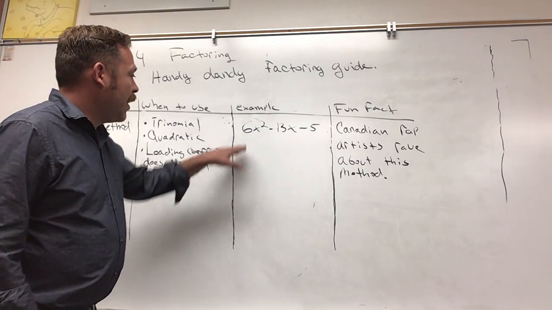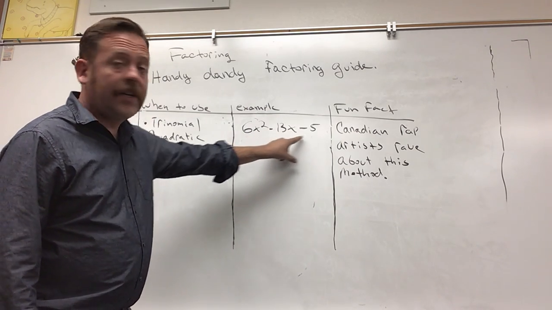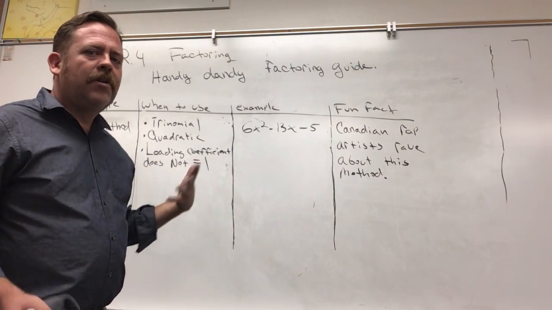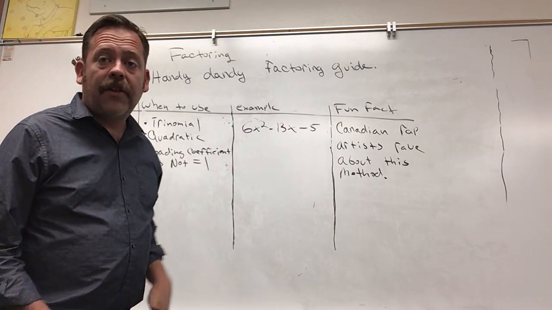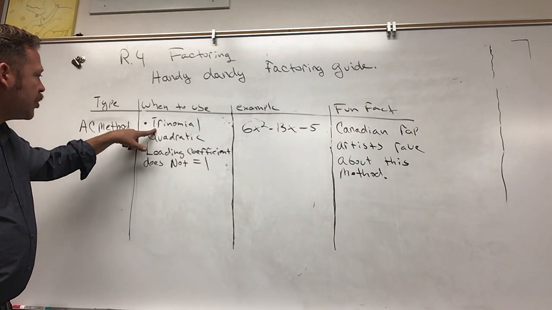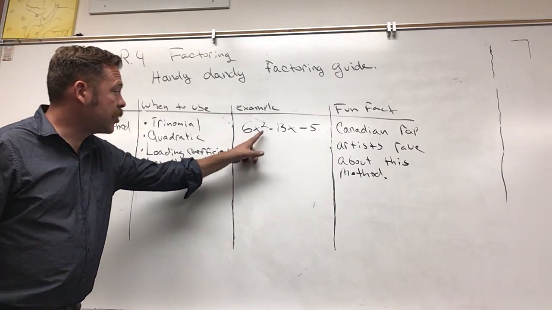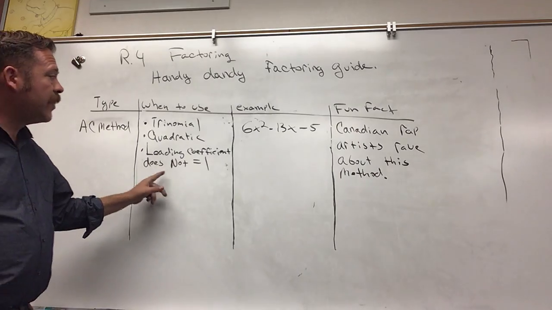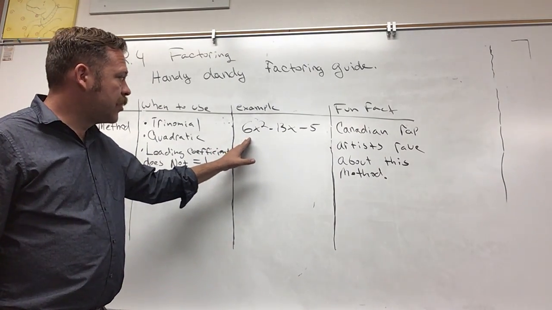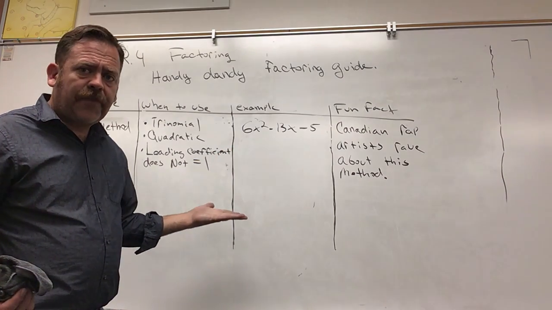So you have your A number and your C number, right? We have A is 6, B is negative 13, and C is negative 5. The reason it's called the AC method is because you start by multiplying A and C together. When can we use this method? 1, it has to be a trinomial. 2, it has to be quadratic, so we've got the x squared. And 3, the leading coefficient, my A number, cannot equal 1. If it meets all of those conditions, then we can try this method. So let's get after it.